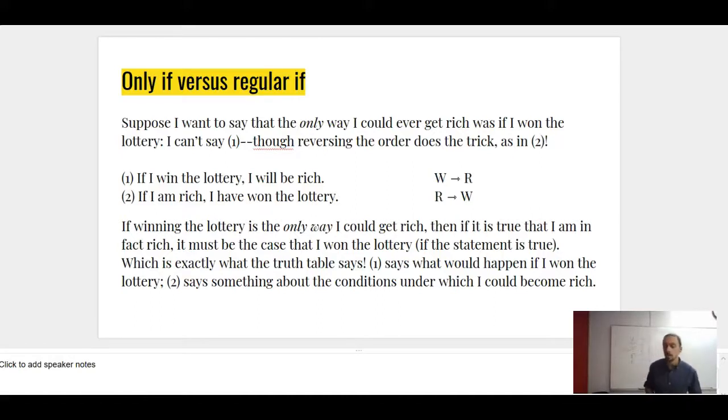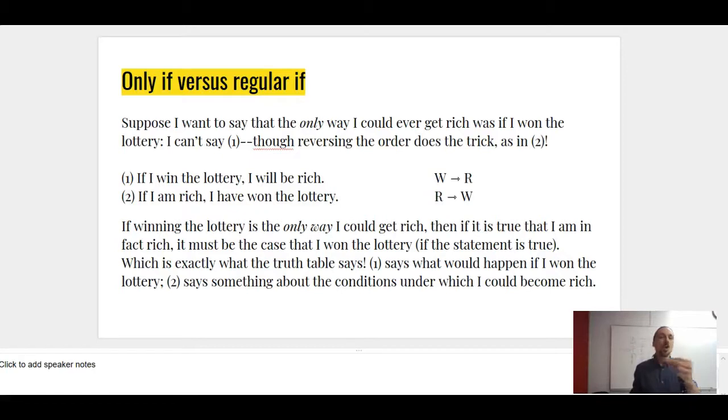Here's another subtlety. Suppose I want to say that the only way I could ever get rich is if I won the lottery. Well, I can't say if W then R. But here's the interesting bit. If I reverse the order, that actually does the trick. If I win the lottery, I'll be rich. Okay, that's if W then R. So I'm saying it's a consequence of winning the lotto that I'll be rich.